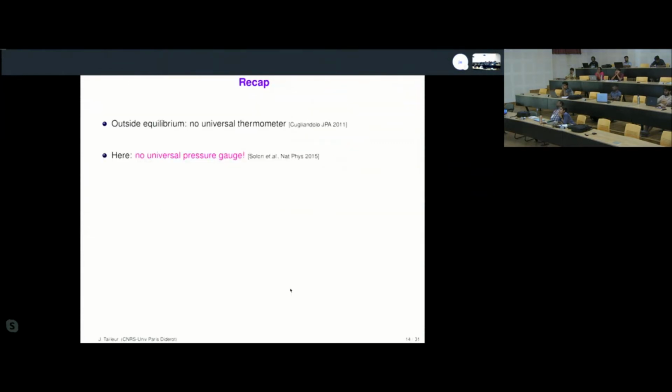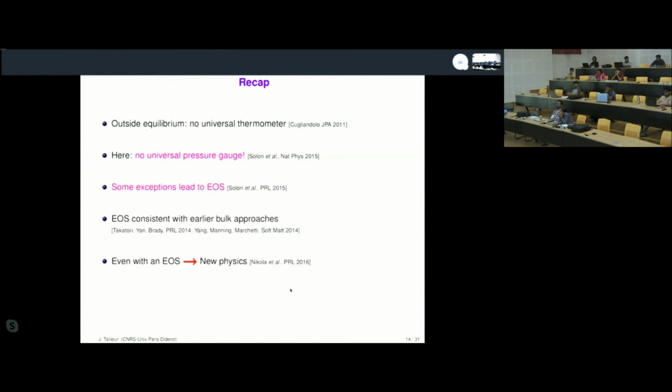Okay, so now I'll do a brief recap. Something we knew since the 90s is that out of equilibrium, you don't have a universal thermometer. If you measure temperature using kinetic energy or doing fluctuation dissipation, you will typically not get the same reading. Here, what I'm telling you is that there is no universal pressure gauge out of equilibrium.